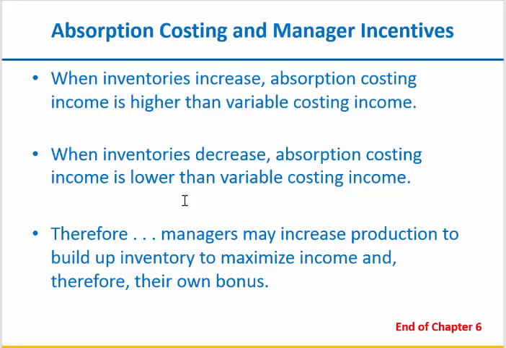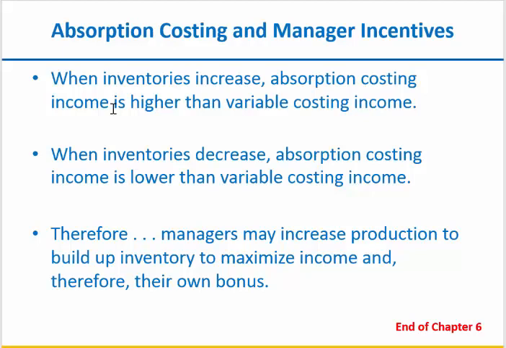So managers, for whatever reason, can increase production to build up inventory to maximize the income, because the more inventory level you have, the more absorption cost income you're going to receive. So if your bonus is tied to absorption cost income, then there's an incentive, there's a motivation, because all you have to do is increase my production, build up inventory to maximize my income. That's all I want. So that's very dangerous.